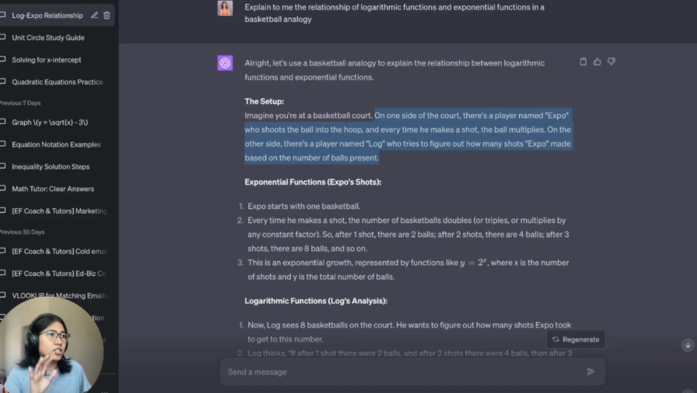In this case, it tells us to imagine we're at a basketball court. On one side, there's a player named Expo, pretty cool name, who shoots the ball into the hoop, and every time he makes a shot, the ball multiplies, which is the core idea of exponential functions. On the other side, there's a player named Log, who tries to figure out how many shots Expo has made based on the number of balls present, which is also the core principle of logs.